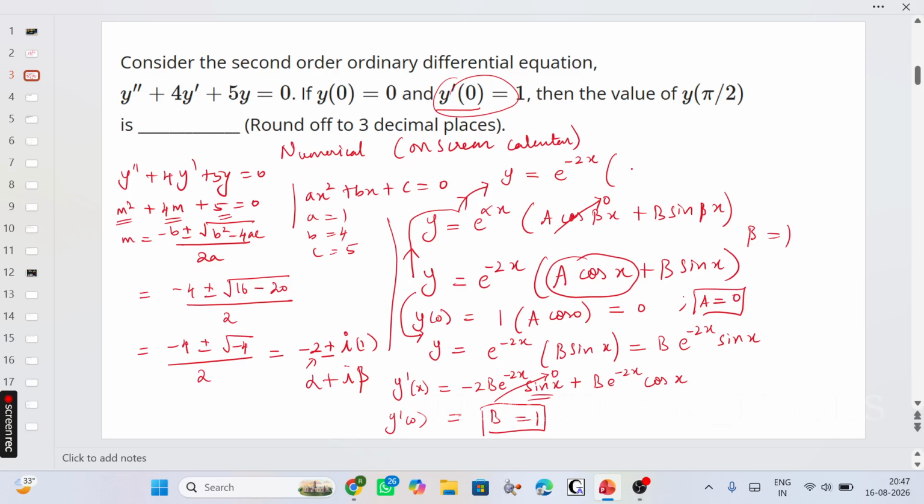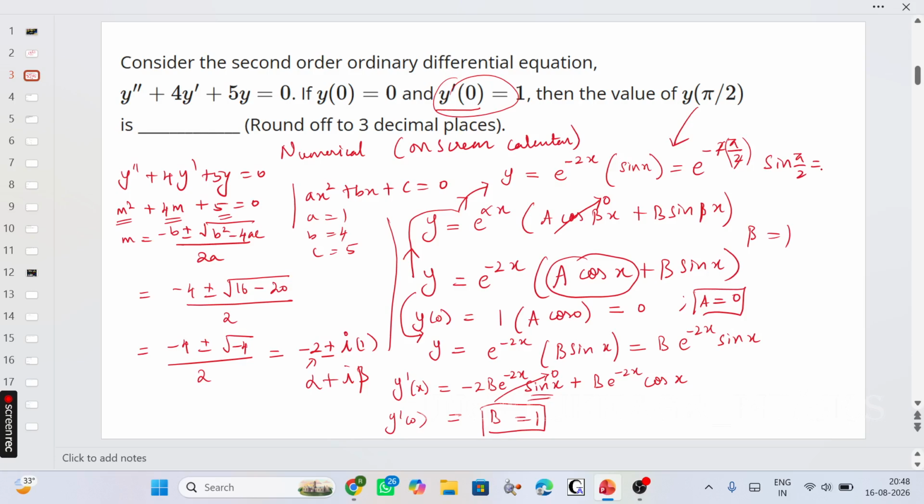Once you write sine x, what will happen? We have e power minus 2, then we have pi by 2 instead of x. We are applying this one. Pi by 2 and sine pi by 2. So if you estimate the value of e power minus pi, then you will be getting 0.0432. So the answer is 0.0432. So this is the answer.